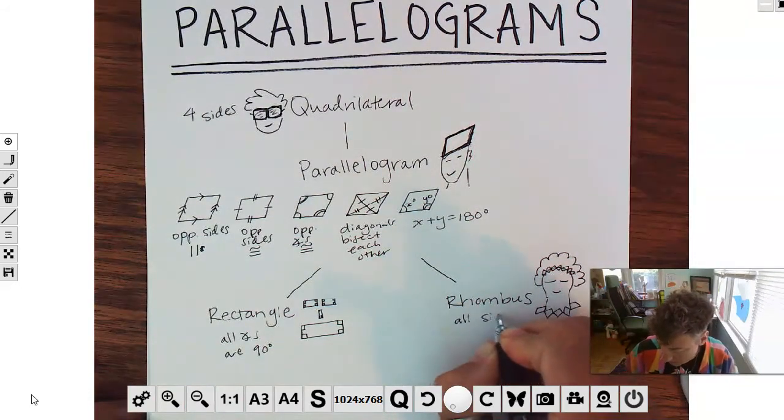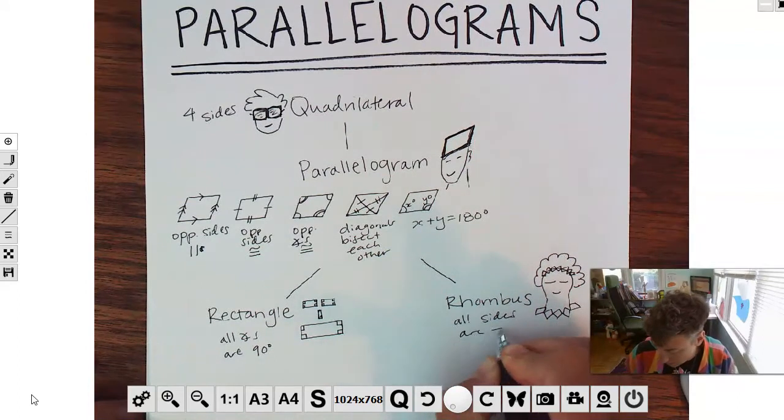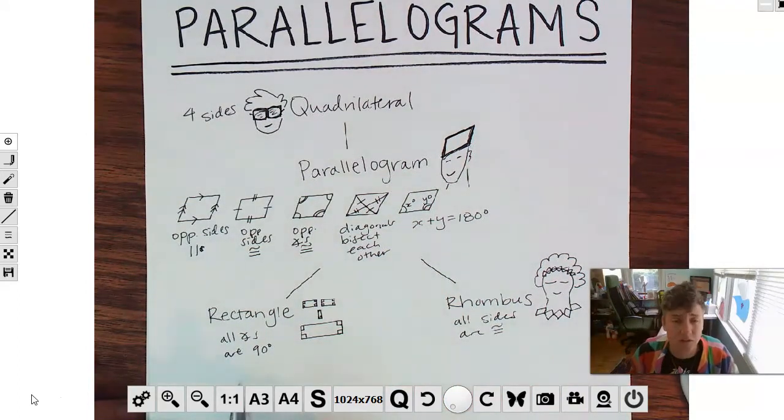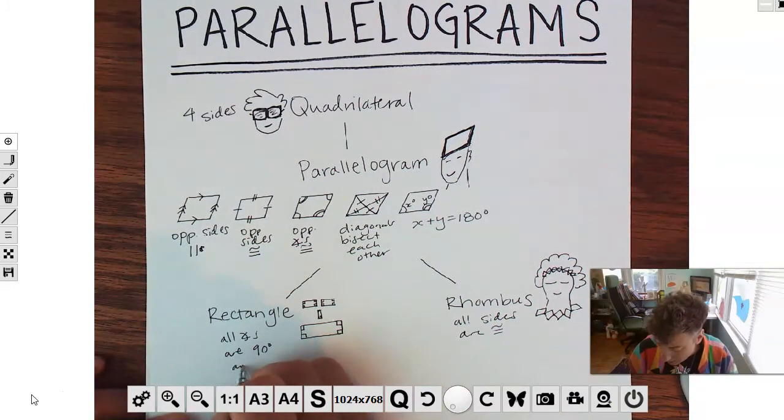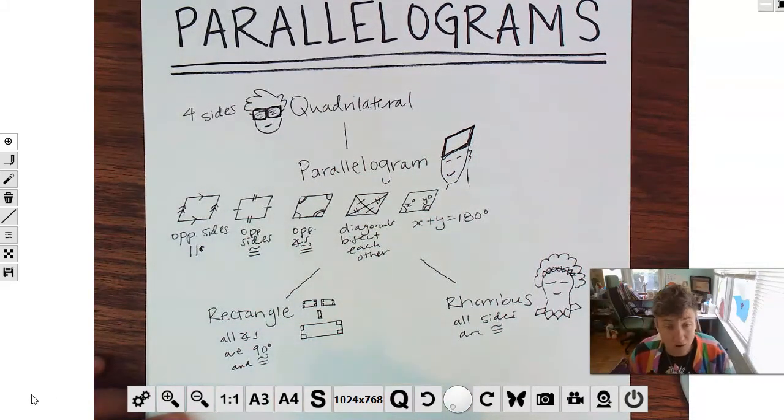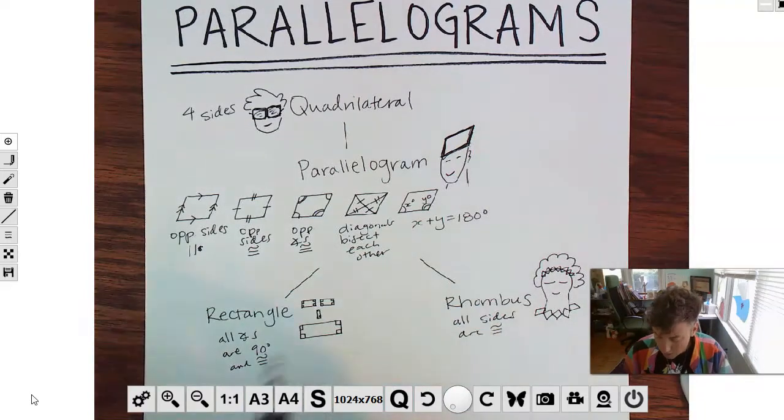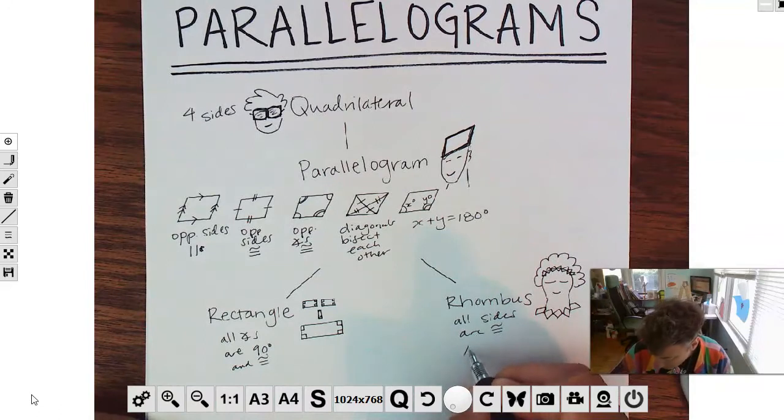All sides are congruent. So we should really say over here that a rectangle has all angles that are 90 degrees, and thus, though they are all congruent, they're all the same measure. Rectangle has all angles congruent. Rhombus has all sides congruent.